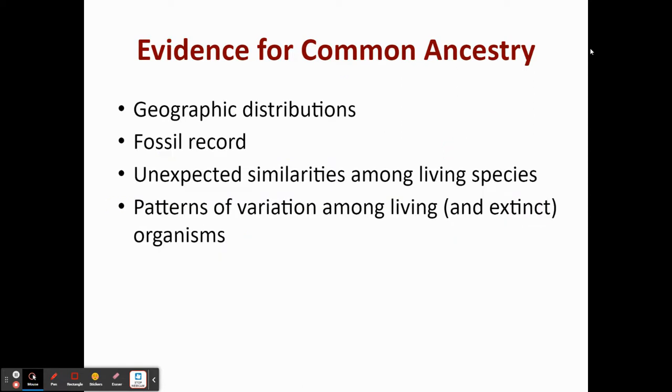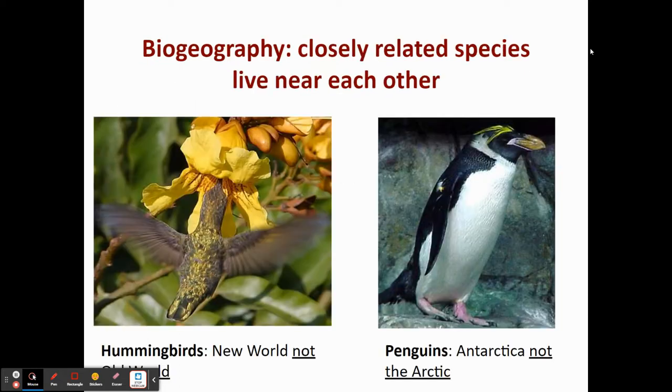We base our evidence on several different lines of evidence, I should say. We make this claim that all life is related to each other. And it's based on geographic distributions, the fossil record, similarities amongst living species, and of course, patterns of variation amongst both living and extinct organisms.